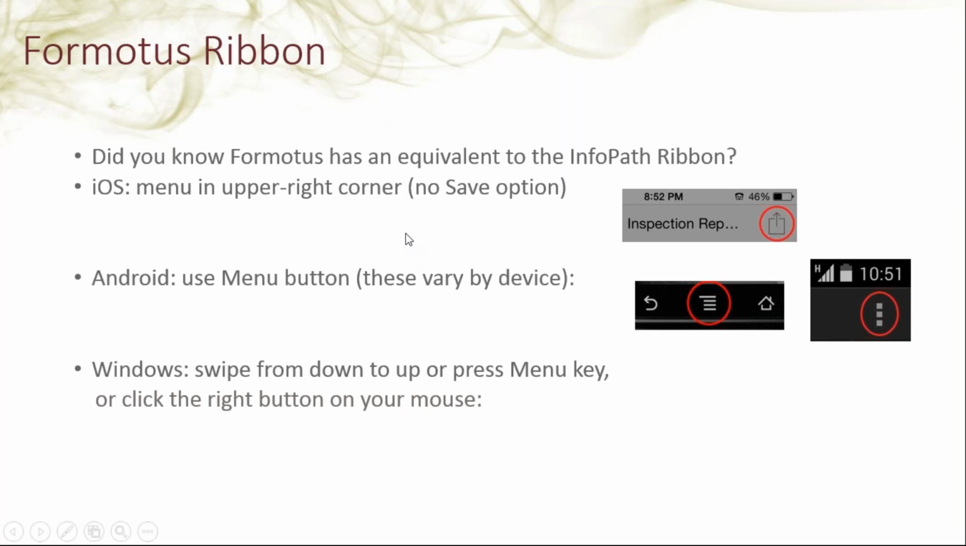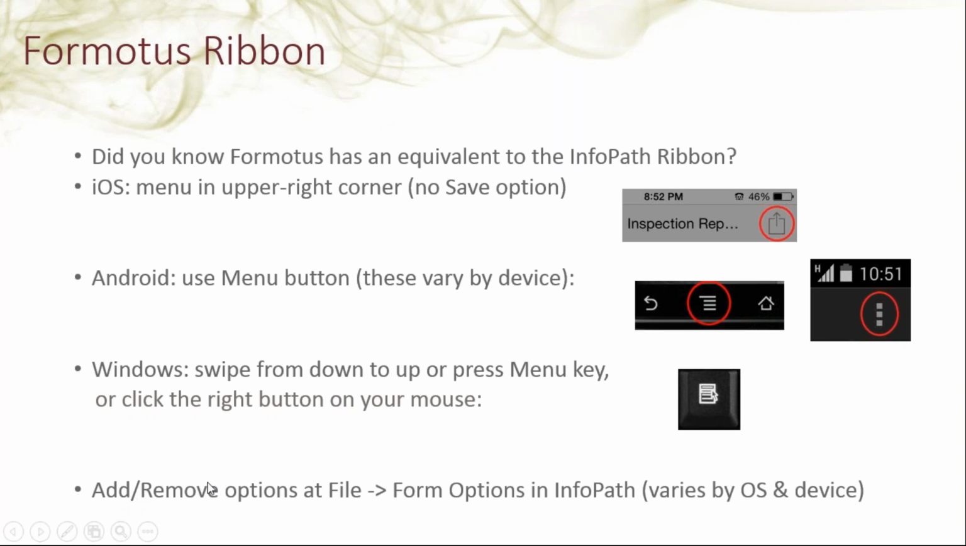In Windows, you can either swipe from down to up on your Surface device, or you can press the menu key. This is what the menu key usually looks like if you're on a keyboard device or if you have a keyboard attached to your device, or you can click the right button of your mouse. Formotus also makes a desktop app for Windows, and so if you're sitting on your Windows laptop, you can always just use the physical menu button on your physical keyboard.